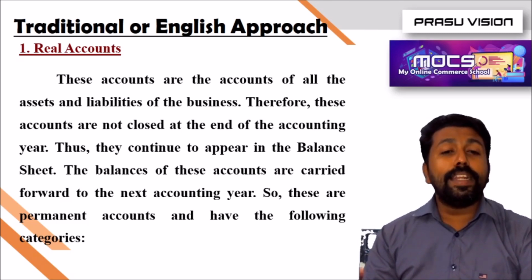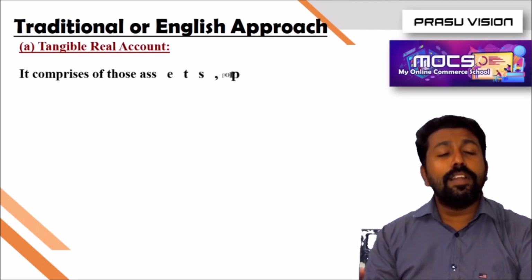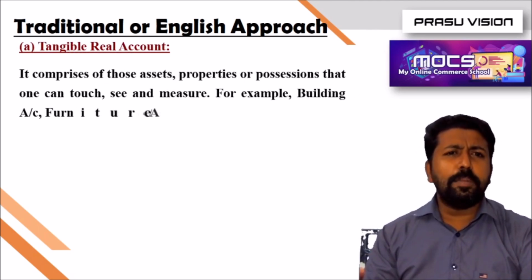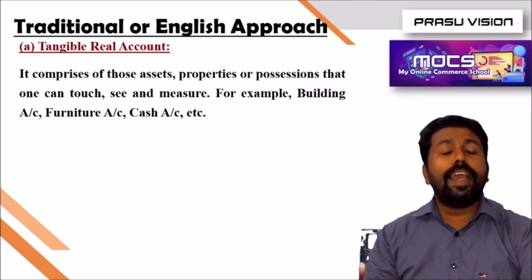So they are permanent accounts and they have a lot of categories. Real account has a lot of categories. Two categories are there: tangible real account and intangible real account. What is tangible real account? You know very well tangible asset or intangible asset, isn't it? So here the accounts related to tangible assets or any liability, we can say. So tangible real account comprises those assets, properties or possessions that one can touch, see and measure.